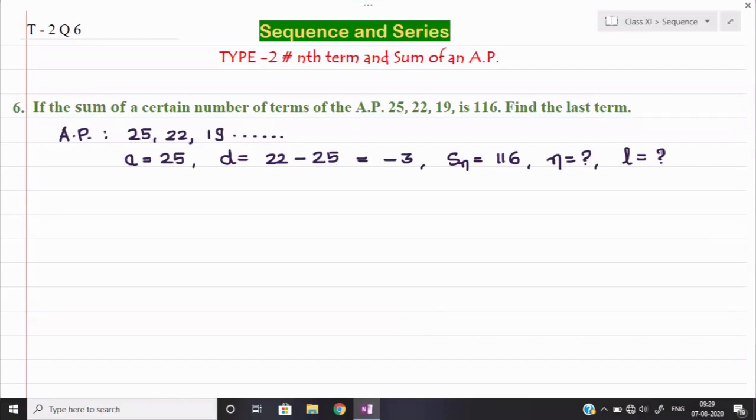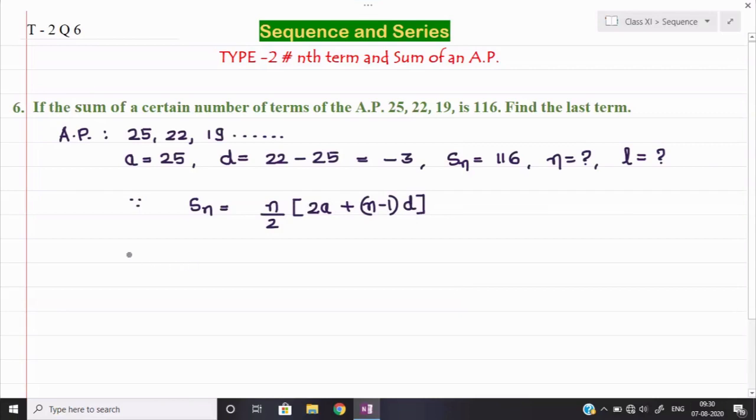If I directly apply the formula of the last term, the value of an, the formula will be a plus n minus 1 into d. In that, a and d we know, but n we don't know. So to find out the value of n first, we shall apply the formula of Sn. So the value of Sn is equal to n upon 2 into the bracket 2a plus n minus 1 into d.